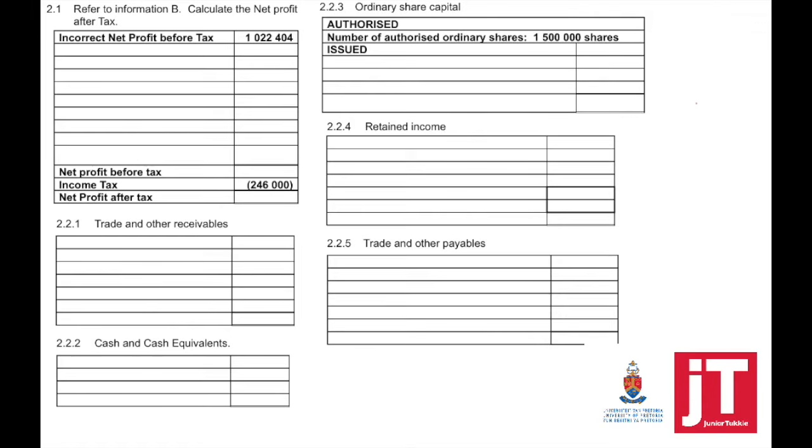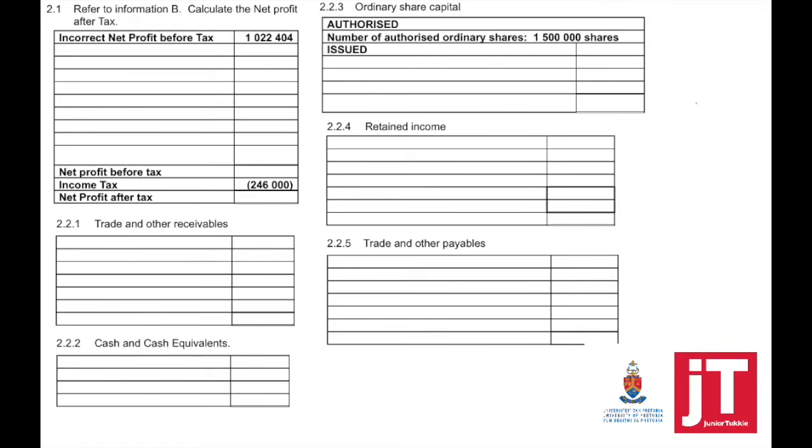When you start your test and exam, look at the answer booklet. Look at what is required of you. Here you can see you are expected to complete the incorrect net profit before tax, trade and other receivables, cash and cash equivalents, ordinary share capital, retained income, and trade and other payables. We have to use the same information, the same adjustments to complete this.